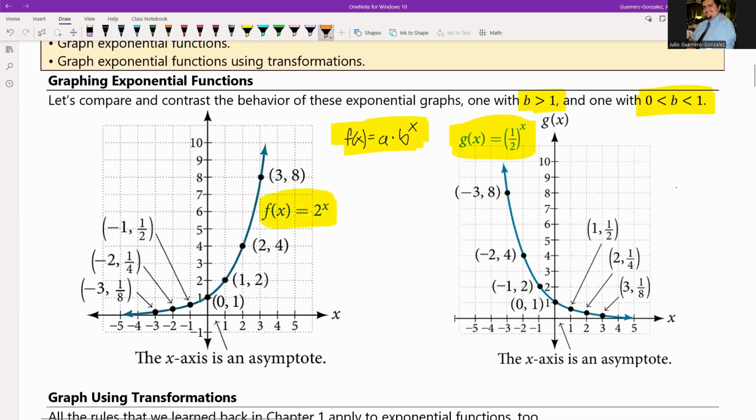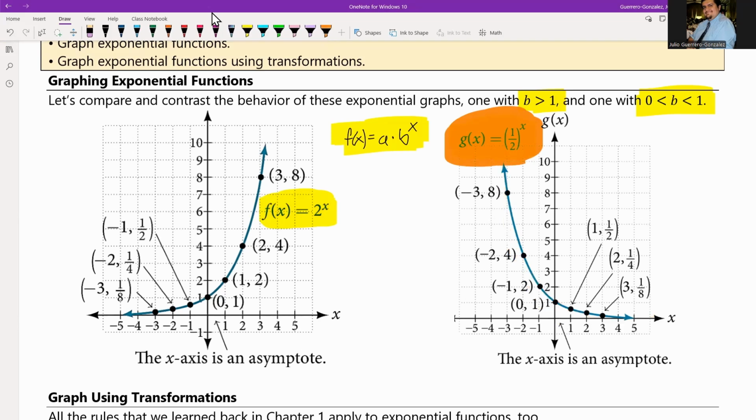Okay, and what I want people to notice is this. If you have this one, notice how the graph goes. It starts from down low and heads up high. That's what happens when you have 2 to the x. If you have this one, the g of x, which is 1/2 to the x, it starts up high and then trickles down that way. That's what happens when you have 1/2.